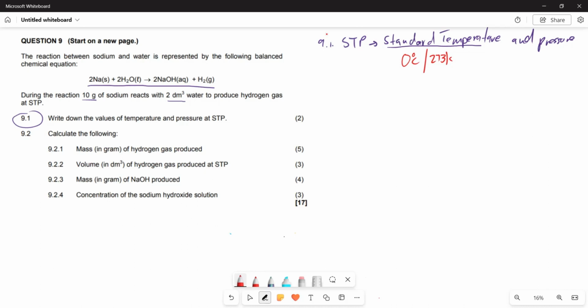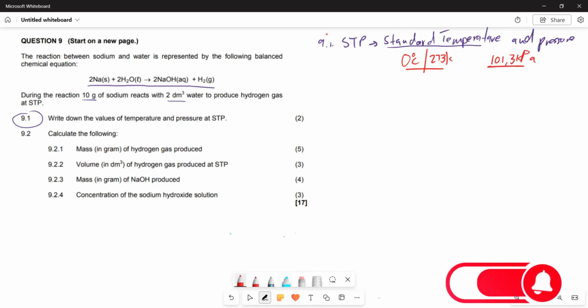Whereas your pressure is represented by 101.3 kPa, which is kilopascals. And your P is a capital letter P. So this is going to be 101.3 kilopascals. So this is the standard temperature here, and this is the standard pressure. Hopefully you get that one.